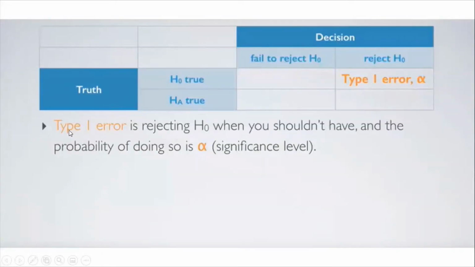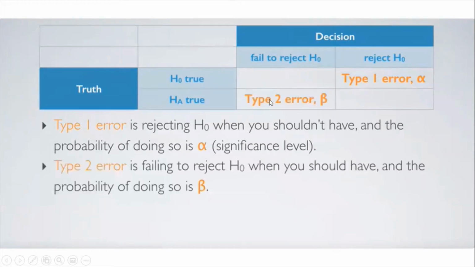Anyway, type 1 error is rejecting the null hypothesis when you shouldn't have, and the probability of doing so is alpha, the significance level, which corresponds to the opposite of the confidence level. Type 2, we call it beta. Type 2 error is failing to reject the null hypothesis when you should have, and the probability of doing so is beta.